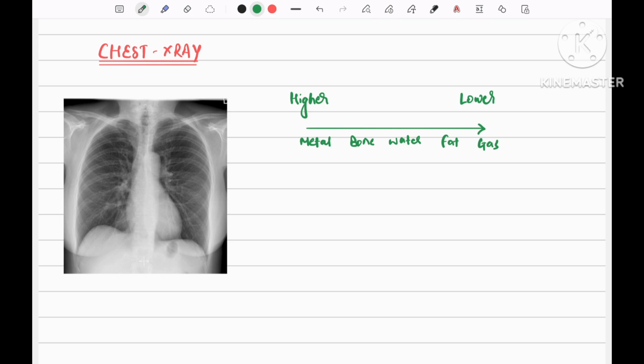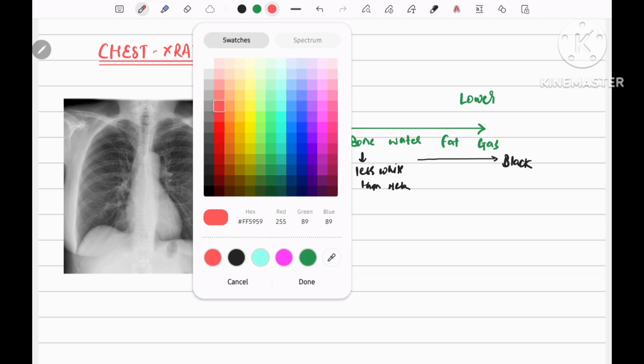The highest one, metal, will appear totally white. Bone will appear a little less white than the metal one. Then, in decreasing order, gas will finally appear totally black. Now we have to know what the things are which are gas in the chest X-ray.